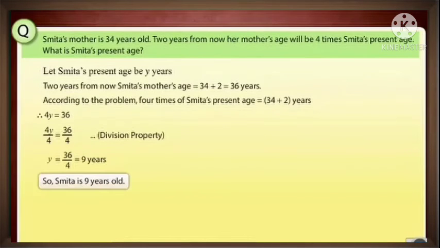Solving for y, we get Smita's present age to be 9 years.